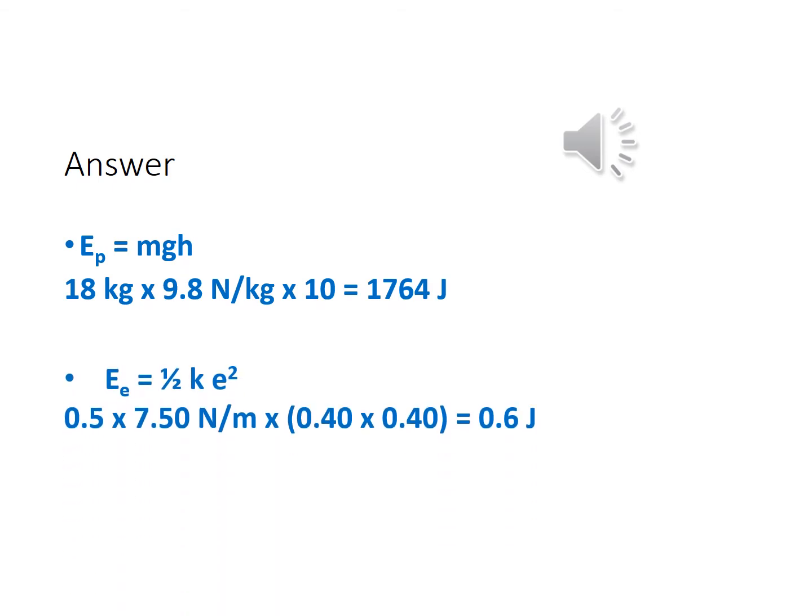So here are the answers. Remember, always show your workings. Make sure you include the calculation that you've used and obviously use units at the end. If you've got the second question wrong, it is probably because you forgot your BODMAS. You need to do your extension squared first of all, before you times it by a half times by the spring constant.